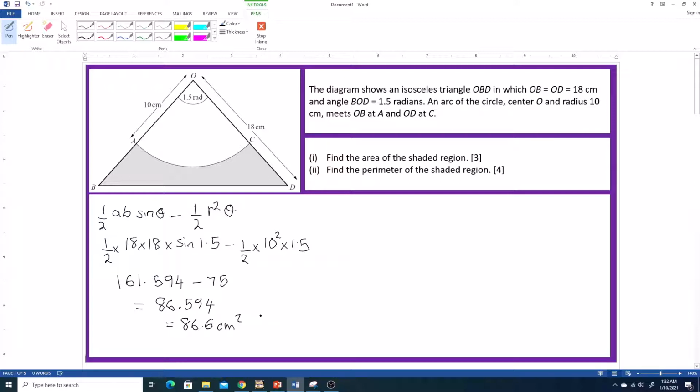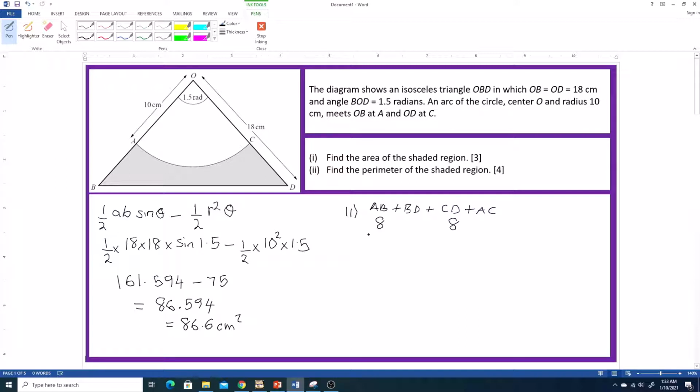The second bit asks, find the perimeter of the shaded region. Now to get the perimeter of the shaded region, you need to find AB plus BD plus CD plus AC. Now you'll notice that AB would be 18 centimeters minus 10 centimeters, which would give you 8 centimeters, and it's the same for CD because they're equal in length.